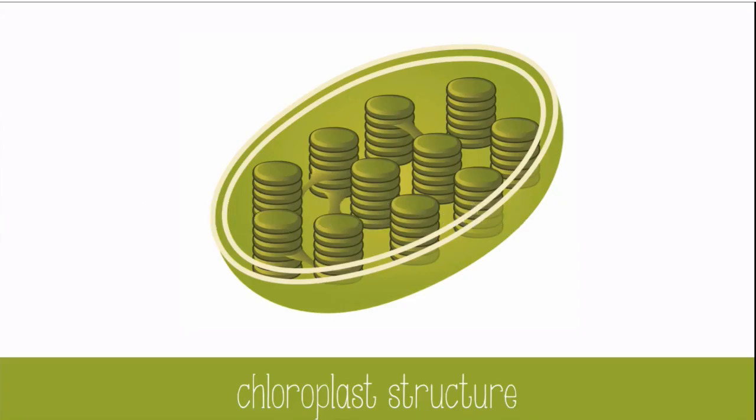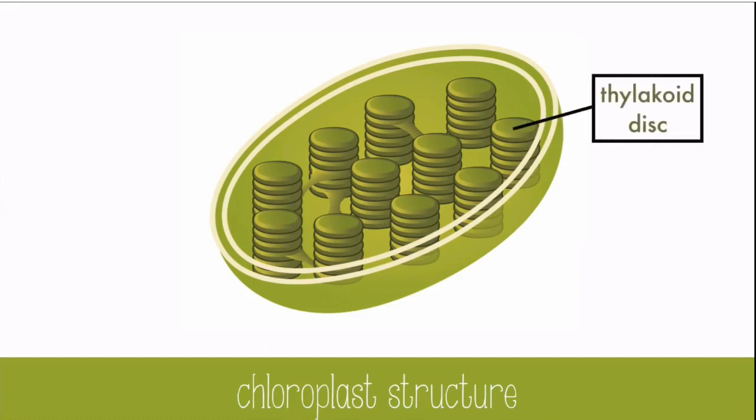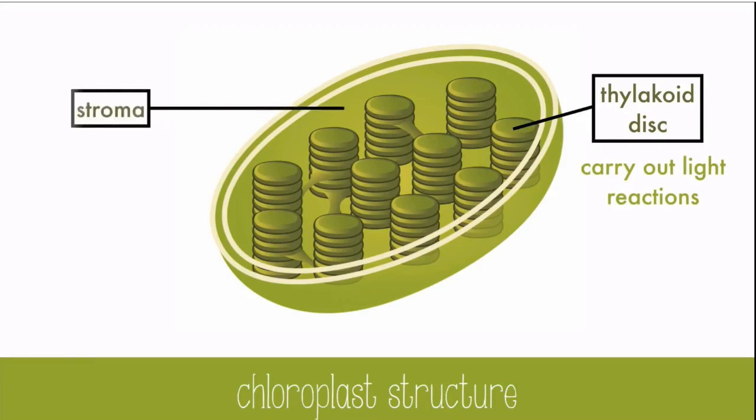In the chloroplast, the light and dark reactions of photosynthesis occur. The thylakoid discs, which are flattened sacs, contain light-capturing pigments and proteins that carry out the light reactions, which require light to work. In the liquid stroma, the dark reactions occur. They don't have to happen at night, they just don't require light to function.